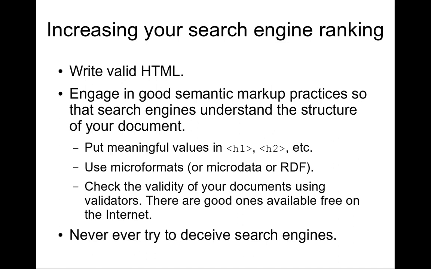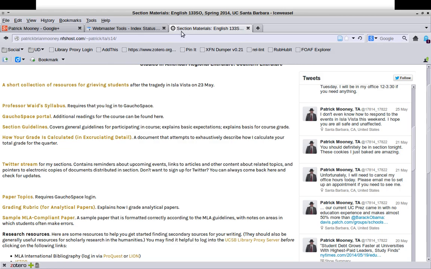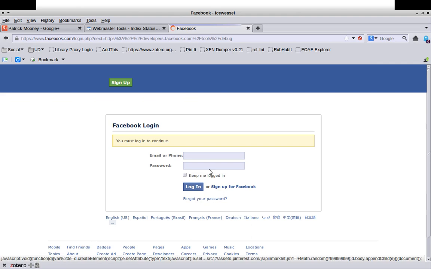Check the validity of your document using the W3C's validator. You can use the Google Structured Data Testing tool, and Facebook actually also has a debugger that indicates how Facebook will show your Open Graph information.